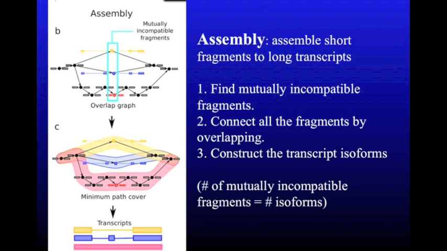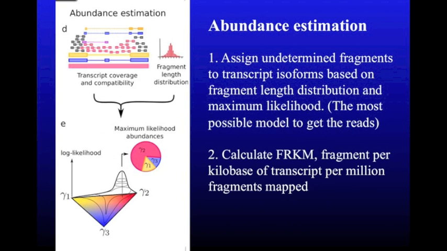The key idea here is that the number of mutually incompatible reads is the same as the minimum number of transcripts needed to explain all the fragments. After determining the transcript isoforms, we need to assign each fragment to different transcripts. For example, we want to determine which isoform the violet fragment comes from. It may come from the blue or red transcripts, but it's less likely to have such a long fragment in the case it comes from the red transcript.